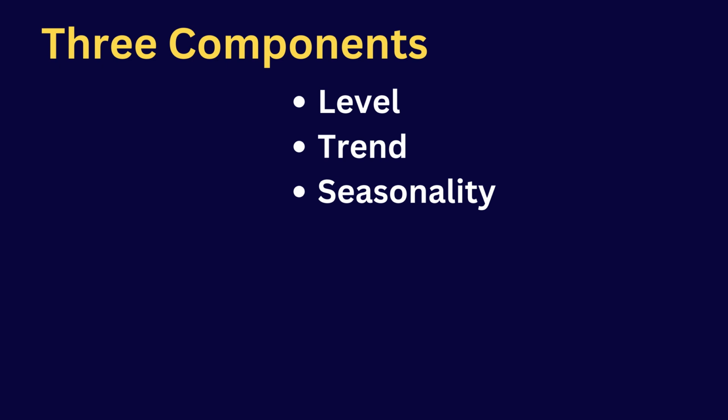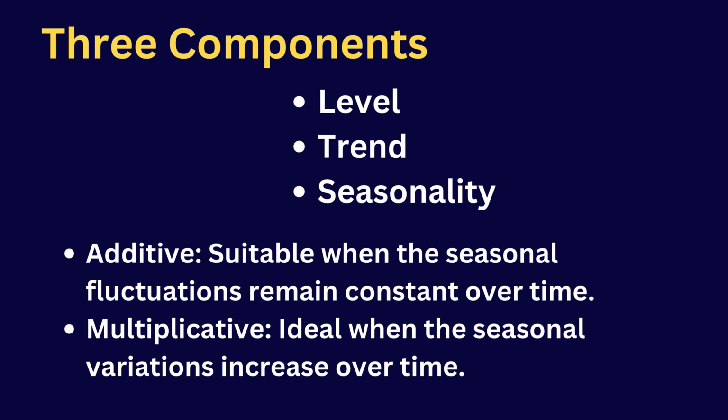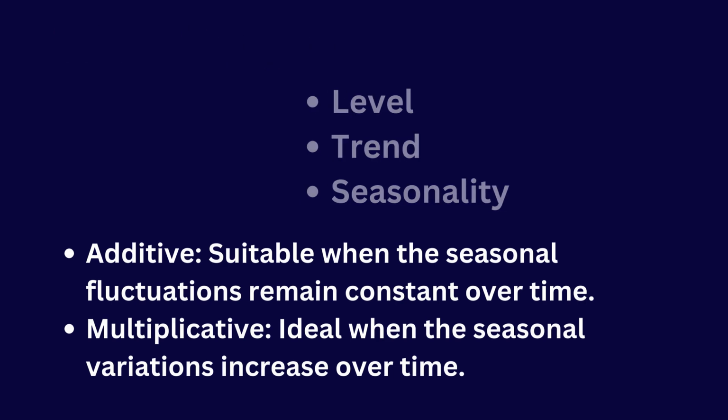The Holt-Winters method is a powerful time series forecasting technique that incorporates three components: level, trend, and seasonality. And there are two models, additive and multiplicative. The additive model is suitable when the seasonal fluctuation remains constant over time. And the multiplicative model is ideal when the seasonal variations increase over time.